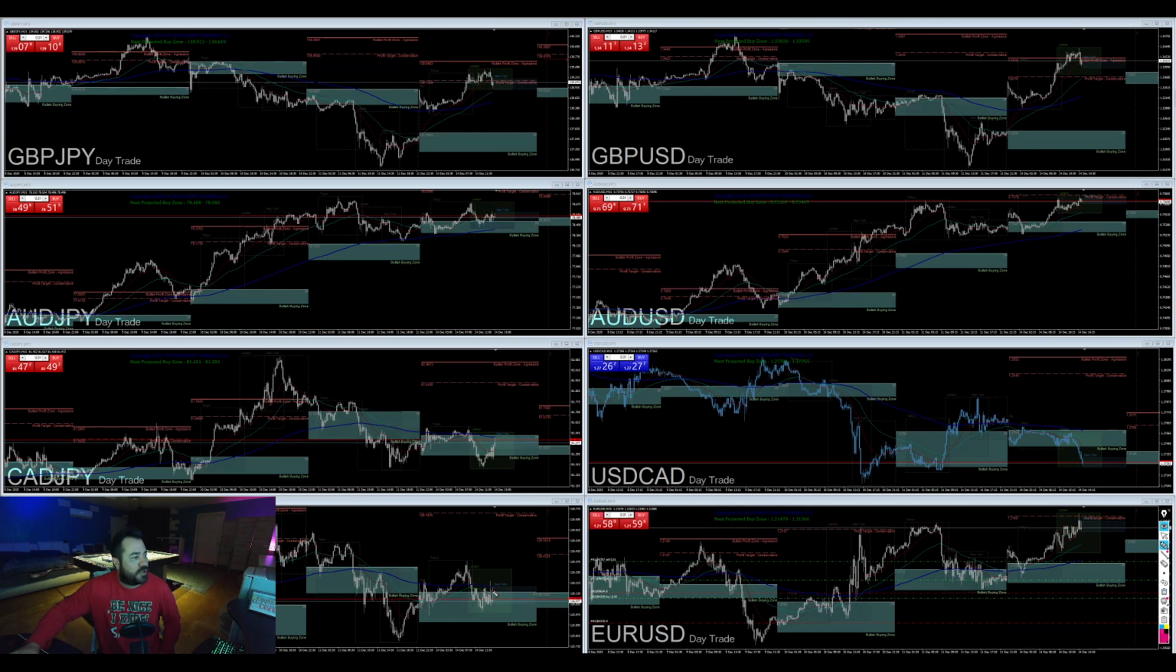We keep getting rejected over here on the Euro Yen off the daily Central Pivot. And we are keeping an eye here on the CAD Yen because it looks like we're making a go for Central Pivot. And let's watch and see what happens over here. We'll keep you updated.